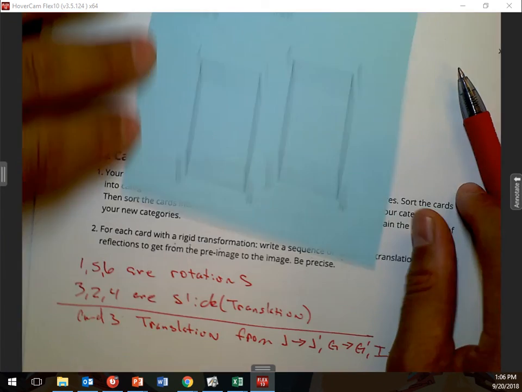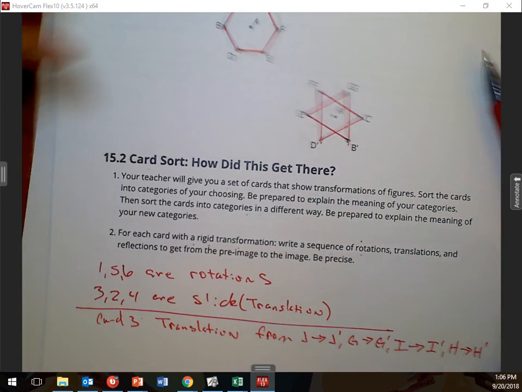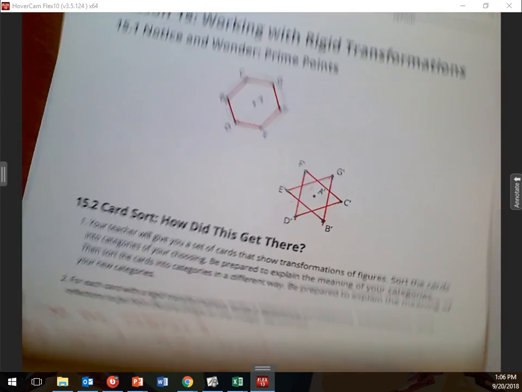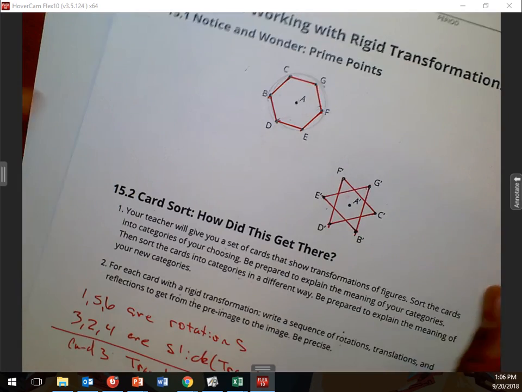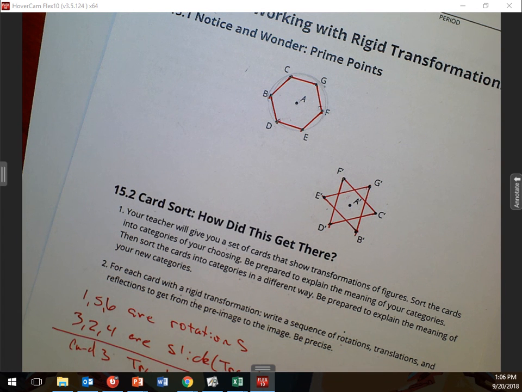Card 3, what do we get? Oh, we already did that one, right? Translation? All right, we're going to finish this up tomorrow, so please be ready. Keep your cards. Put it in the pocket.